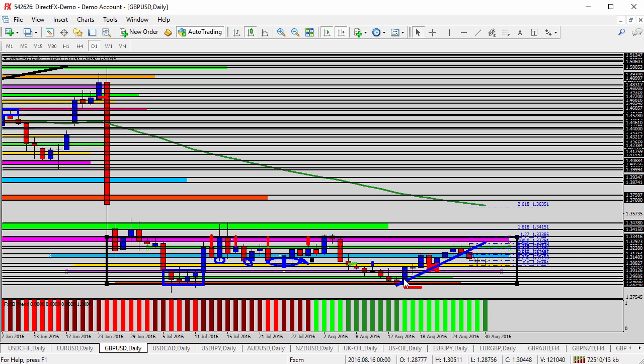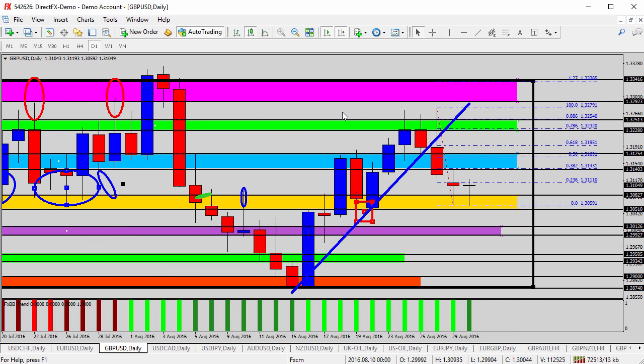But the market rallied off of it. We had the blue trend line coming up. And then right now, again, we're underneath that blue trend line. Let's zoom in one more time. This becomes a little bit clearer as it expands out. You can see the blue trend line.